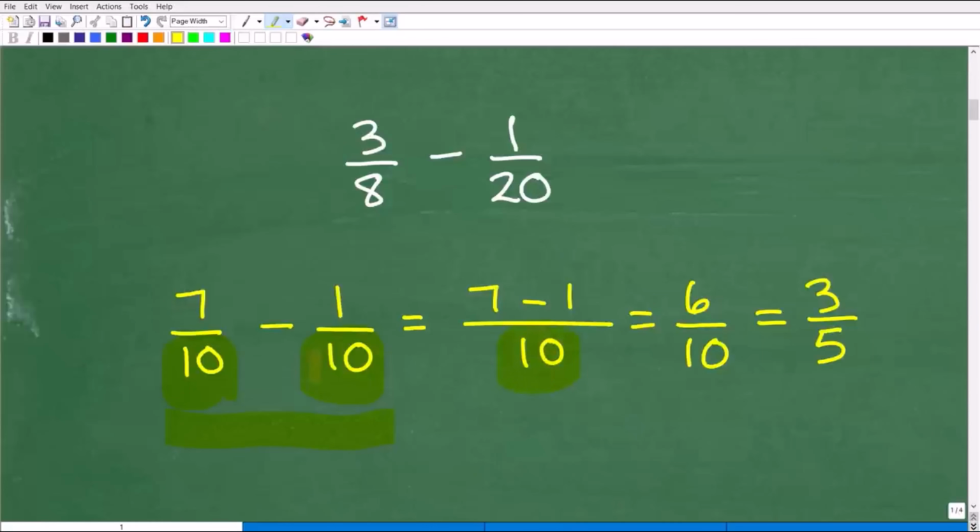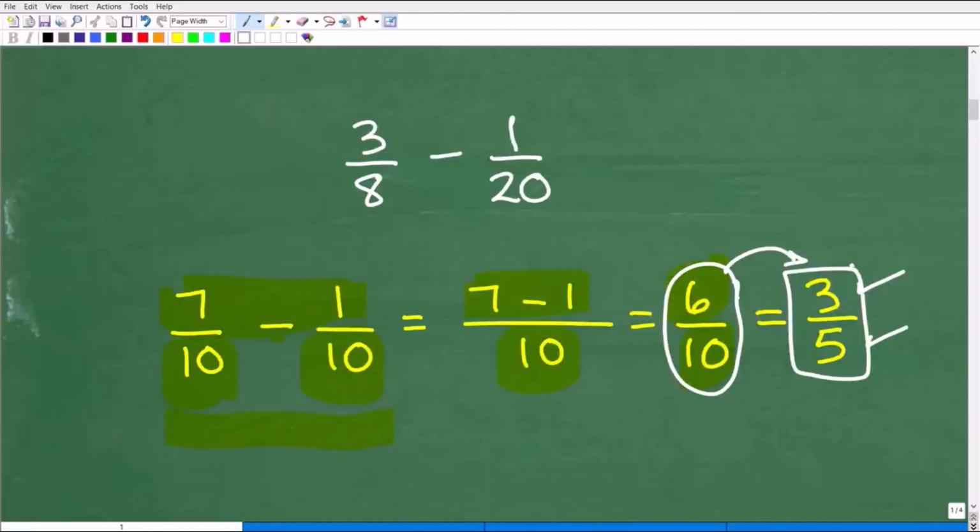All we do is we keep one denominator, so in this particular example, it'll be 10, and then we're going to go ahead and subtract the numerators, or these top numbers, so that would be 7 minus 1. And of course, 7 minus 1 is 6 over 10. Right here, this is not fully simplified or reduced, and we can reduce that down to 3/5, right? 2 goes into 6, 3, and 2 goes into 10, 5 times. So there you go. That would be your final answer.